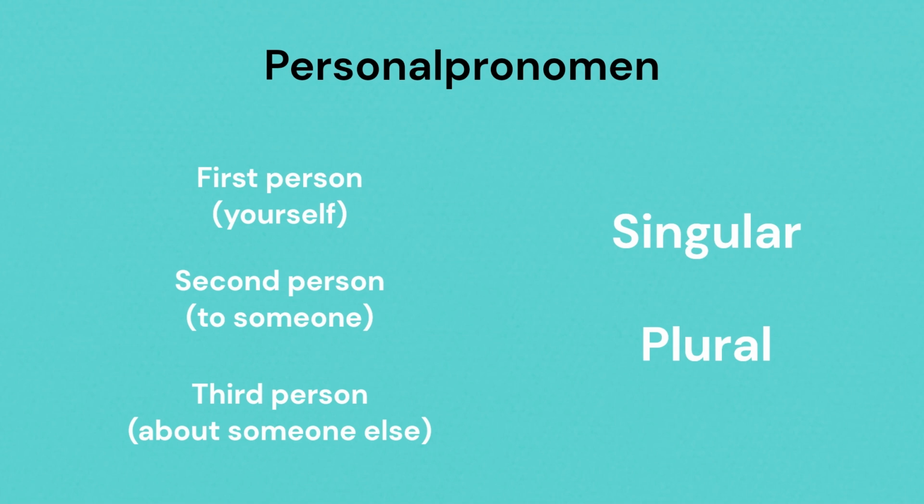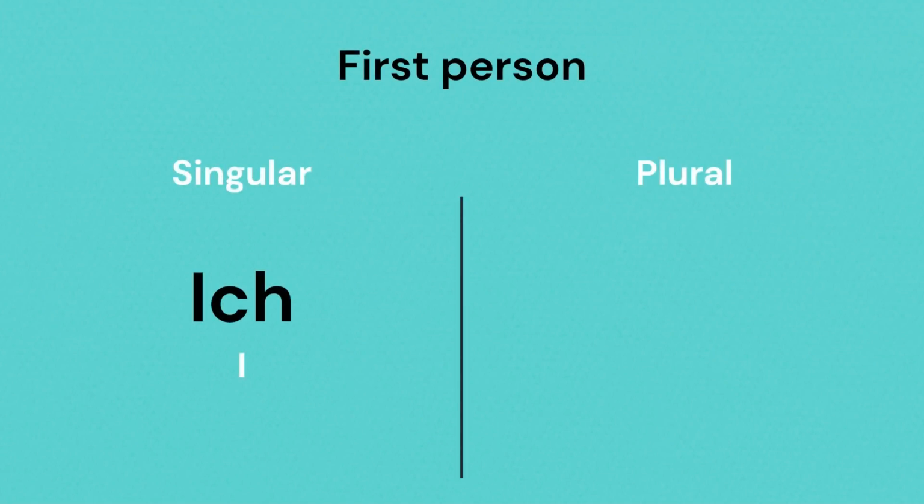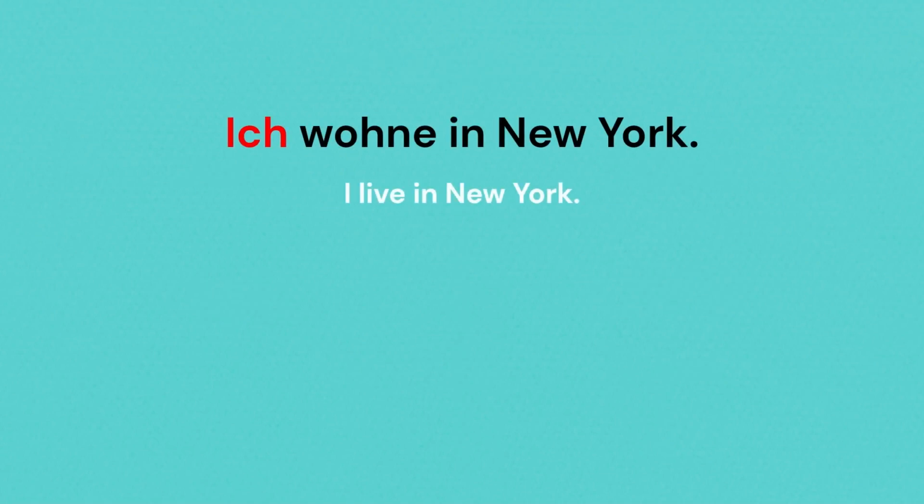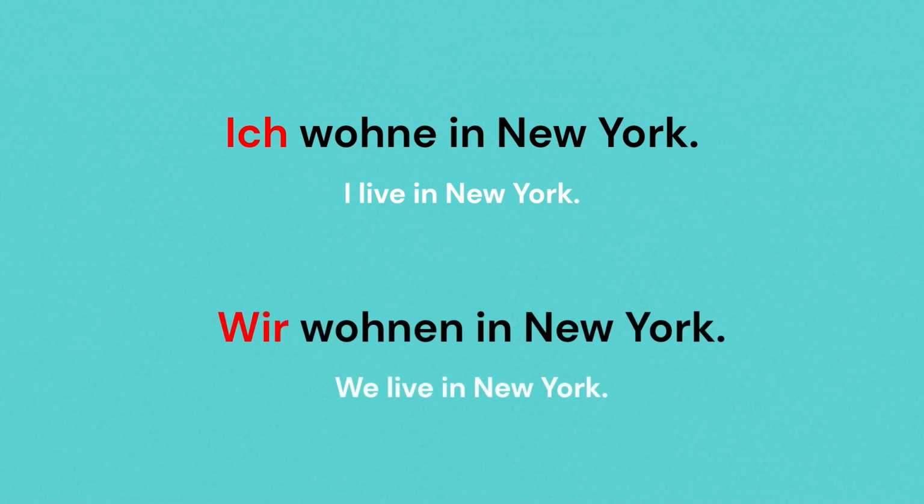Let's look at the first set of pronouns in first person. In singular, we use ich, and in plural, we use wir. Here are two examples. Ich wohne in New York. Here I'm talking just about myself. Wir wohnen in New York. Here I'm talking about ourselves, also in first person, but plural.